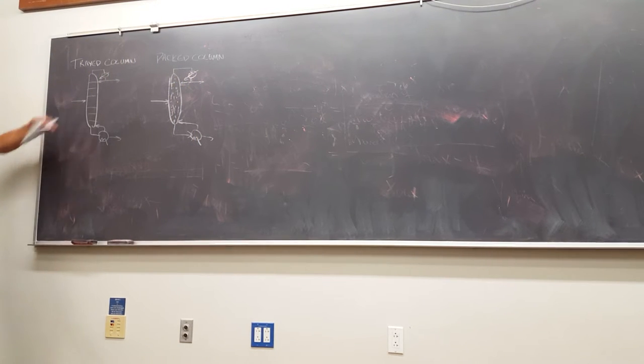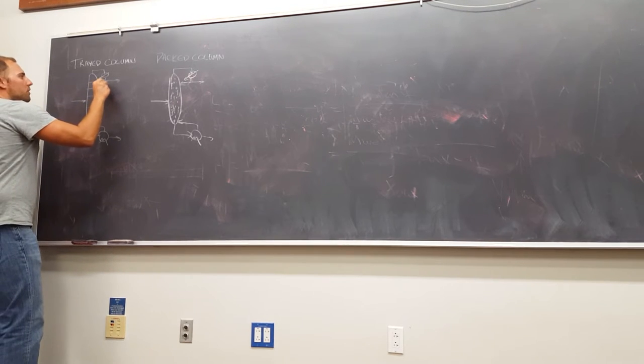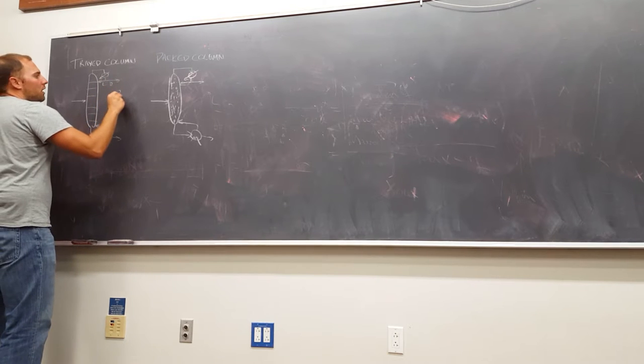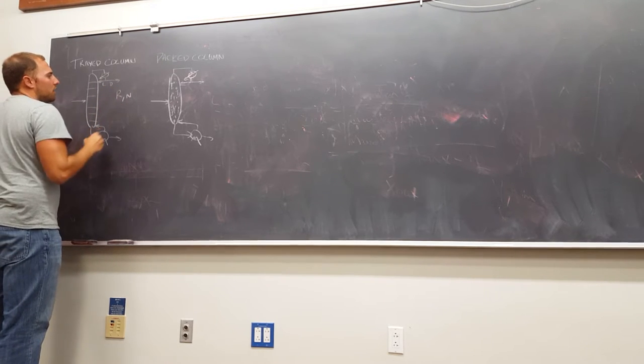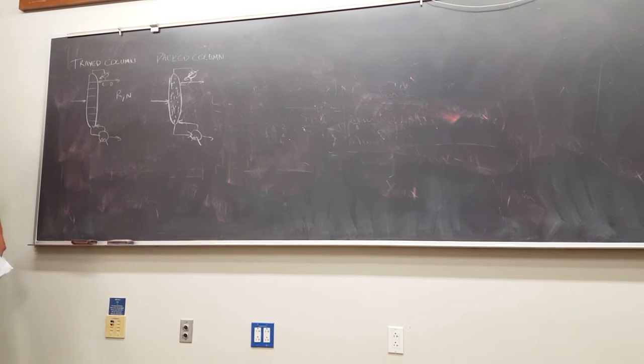This one should hopefully look familiar. That's the trade distillation column that we've been doing for about a month now. Remember the relevant parameters were R and N, where N is the number of stages and R is the reflux ratio.